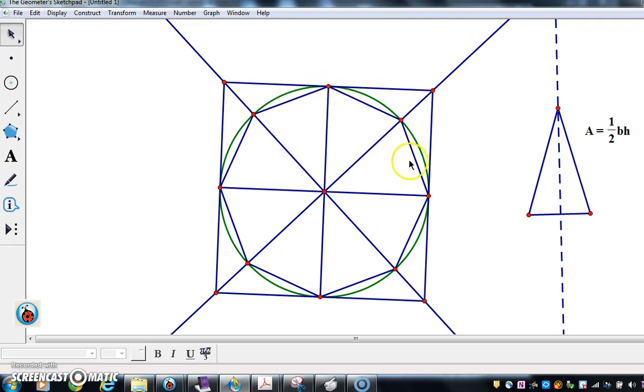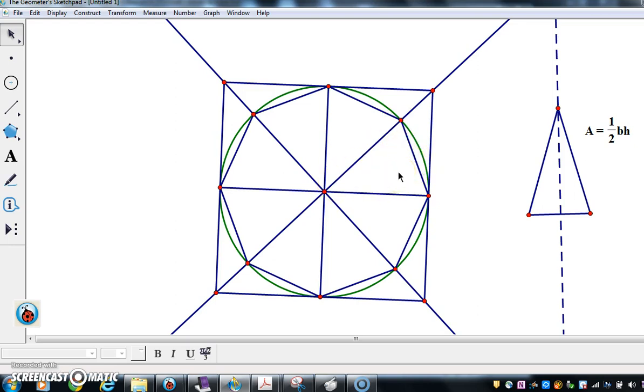And so now we've got an octagon inscribed in the circle. And now there's less space there, so that would be a better approximation. We could find the area of each one of these triangles using the formula area equals 1/2 base times height. I'd actually have to find the height of the triangle. I'd have to know the radius of the circle. And we could use trigonometry in order to do that.